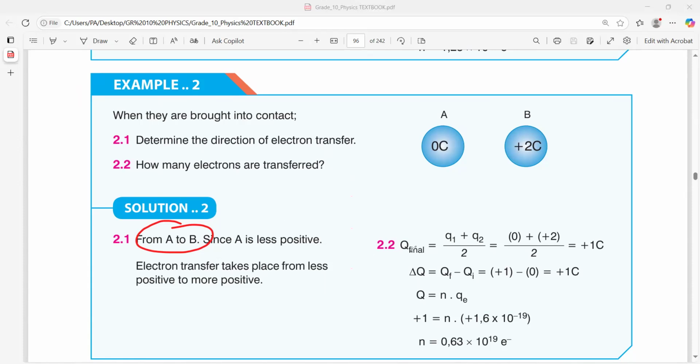And the next one, Q final, they ask you how many electrons transfer, same steps. Q final, you are calculating, delta Q you are getting, and then delta Q equals N times QE, so plus 1 is equal to N times QE. But remember, you have positive here. You are using positive for QE also, because N is equal to delta Q over QE. If your delta Q is positive, QE is also positive, or you can use this one. So this is our number of electrons transferred. Let's continue with the next one.